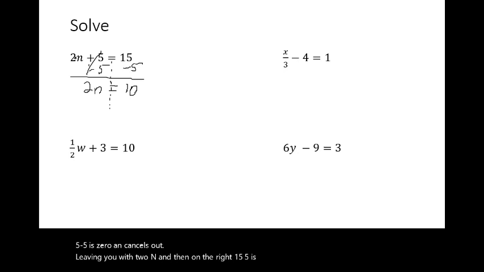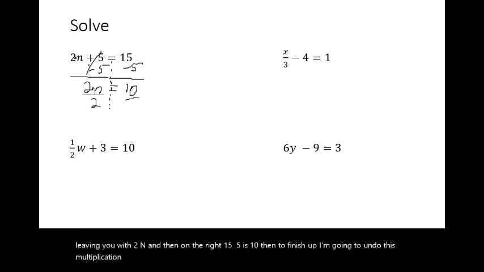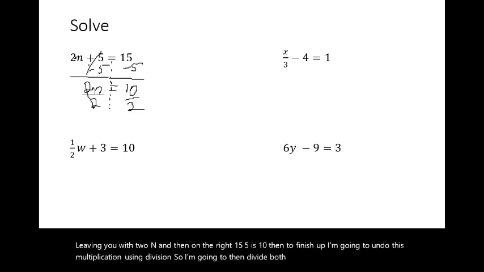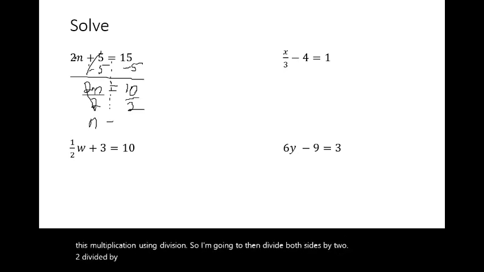Then to finish up, I'm going to undo this multiplication using division. So I'm going to then divide both sides by 2. 2 divided by 2 cancels out, leaving you with n equals 10 divided by 2 is 5. So n equals 5 is then your final answer.